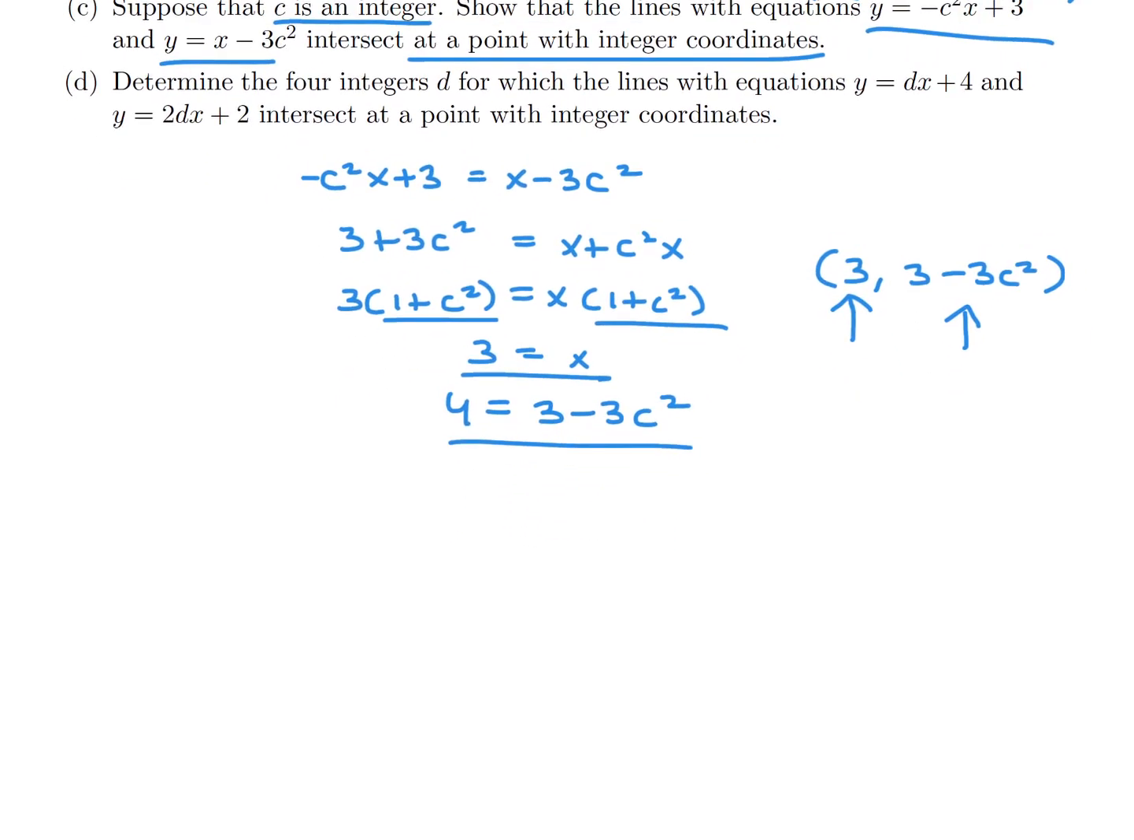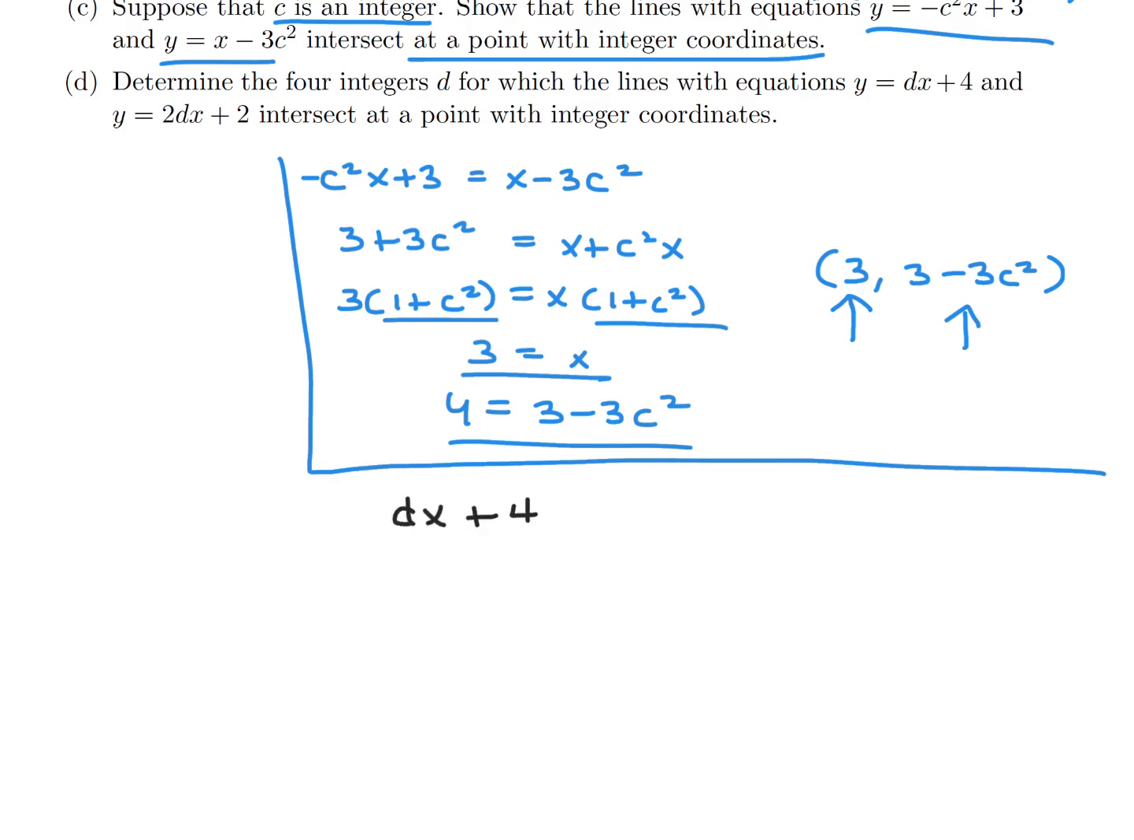Part D. Determine the four integers d for which the lines with the equations y is equal to dx plus 4 and y is equal to 2dx plus 2 intersect at a point with integer coordinates. Okay. So we do the same thing, let it equal to each other. So we got dx plus 4 is equal to 2dx plus 2. So let's see here, 4 minus 2, let's put the numbers on one side, 2dx minus dx. So that's just going to be dx is 2.